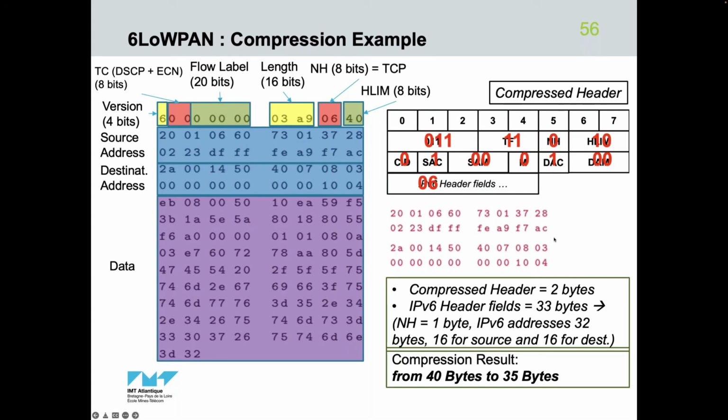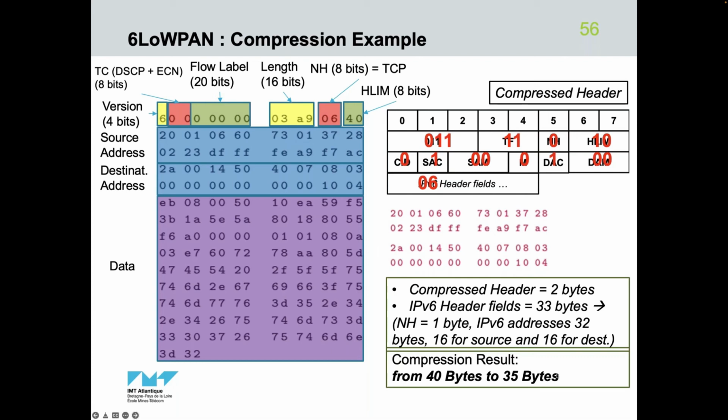That makes it in total 32 bytes, 16 plus 16 bytes, and then we have 1 byte to transmit the information regarding the next header field, this 06, the TCP value. Plus, as I said, by default we have the 2 bytes for the compressed header. So in total we have 35 bytes, excuse me.